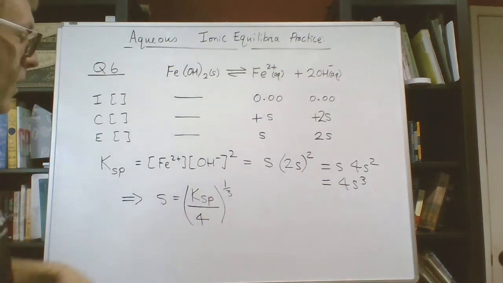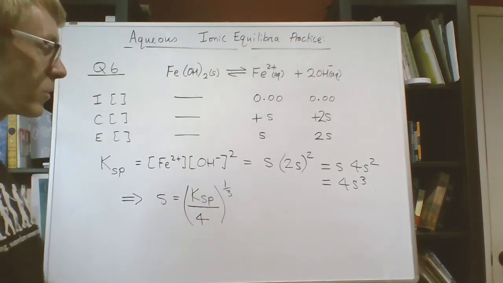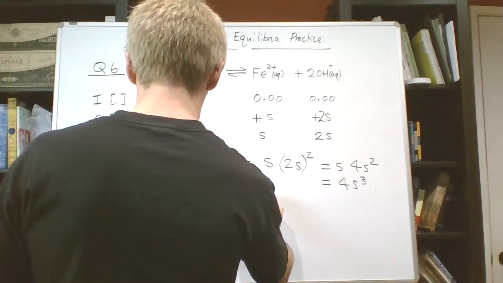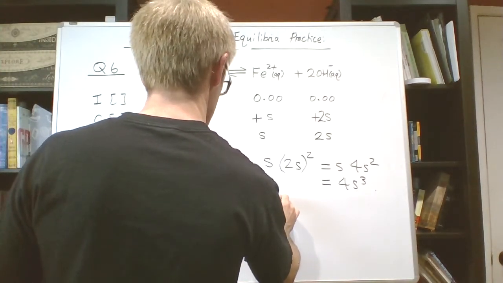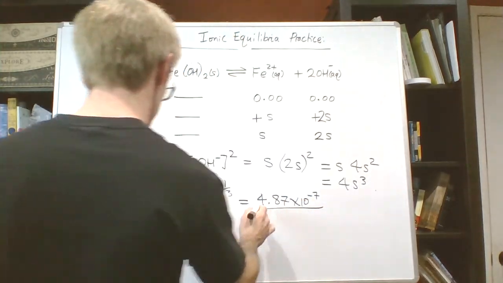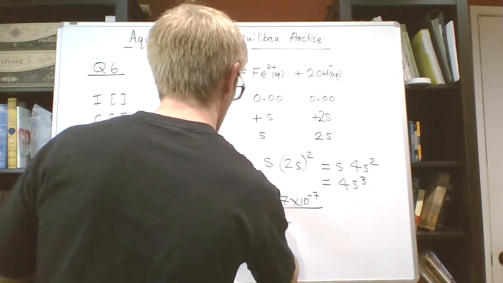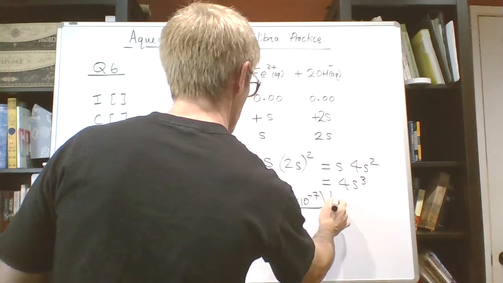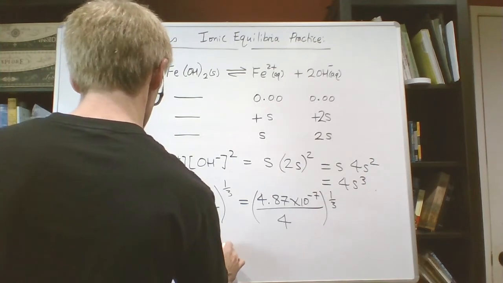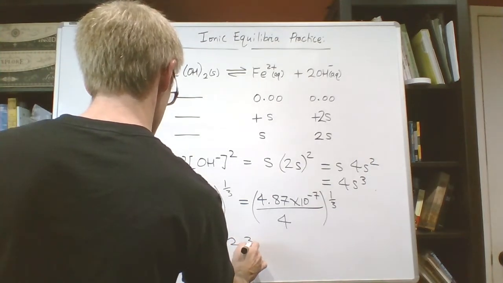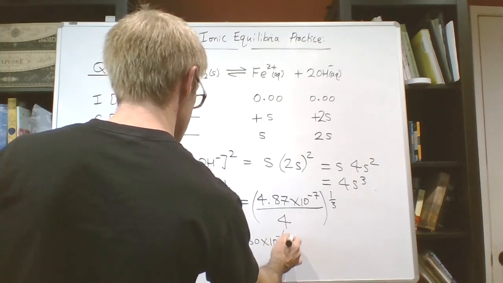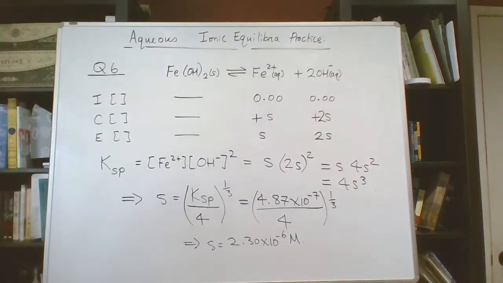You would be provided with the Ksp value. There's no need or way that you could memorize that a priori. So 4.87 by 10 to the negative 17 divided by 4, all cube rooted. So S is 2.30 by 10 to the negative 6 molarity.